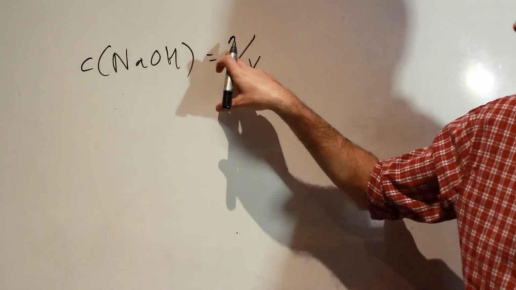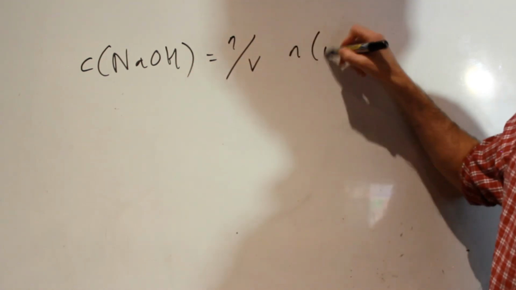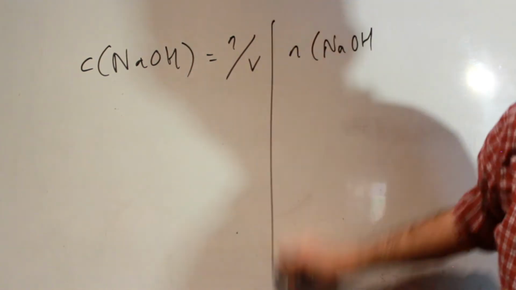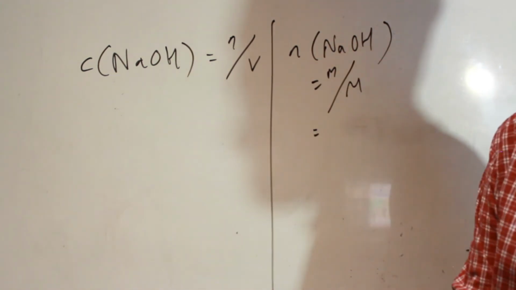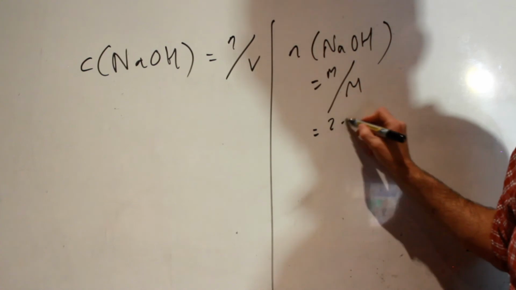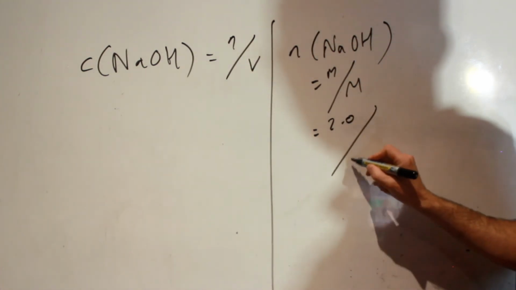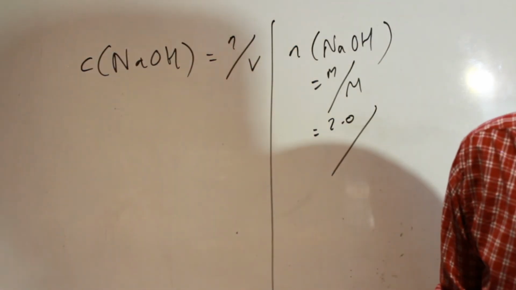So as with our last one, we can't just plug the number of moles in, we've got to calculate the number of moles of sodium hydroxide. It's going to be equal to the mass divided by the molar mass. We are given a mass of 2 grams. Molar mass we get from the periodic table. What's the molar mass of sodium?